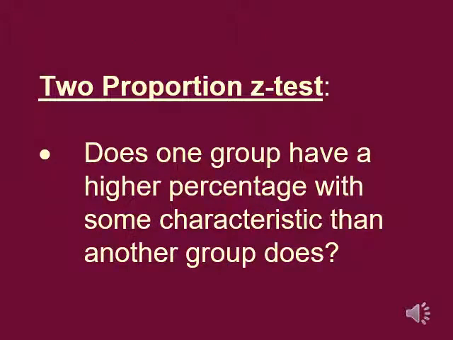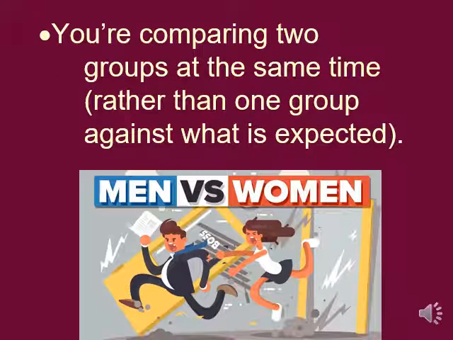And there's one more test that we're going to take a look at today, which is what's called a two-proportion z-test. A two-proportion z-test, the question you're answering is, does one group have a higher percentage of some characteristic than another group does? What's going on when you do a two-proportion z-test is you're comparing two different groups at the same time. You're looking at, for instance, is there a difference between men and women, which is the example we'll look at here in a minute.